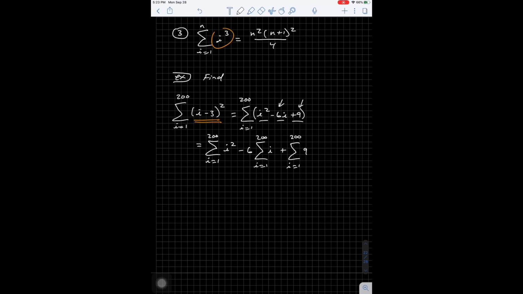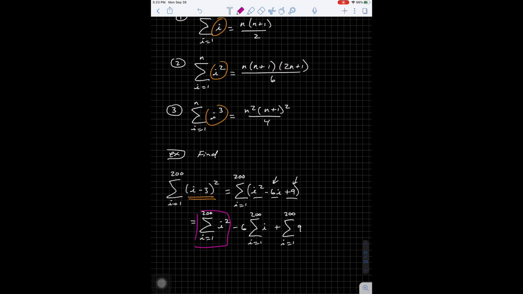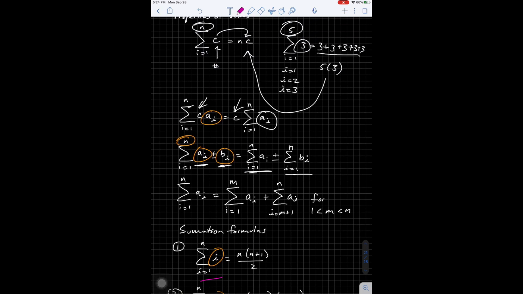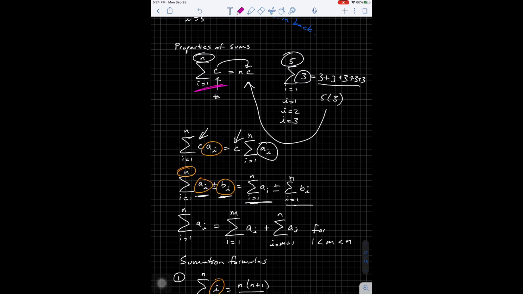And now what I've done is I've created for myself a property that I know right here. This is a property that I know right there. And then this is actually our first property about the constants. Remember, a sum of just constants is n times the constant.